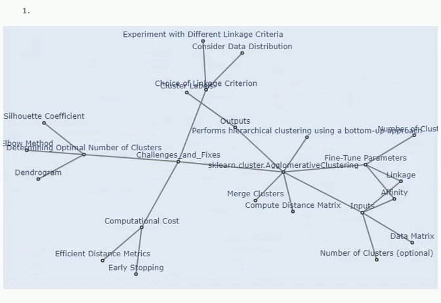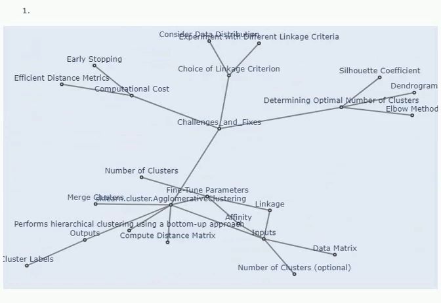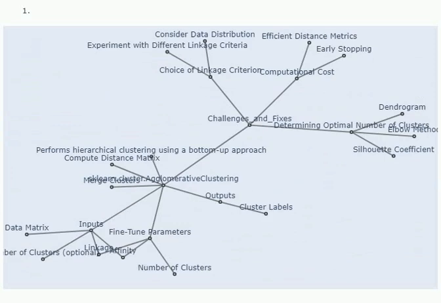Steps: compute distance matrix, calculate the pairwise distances between all data points based on the specified affinity. Merge clusters, iteratively merge the closest clusters based on the linkage criterion until the desired number of clusters is reached.